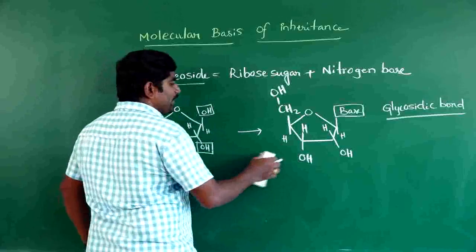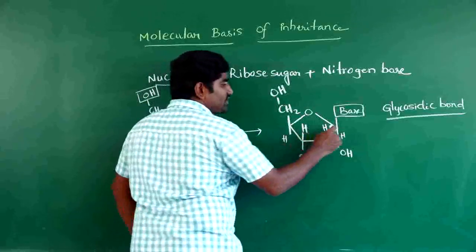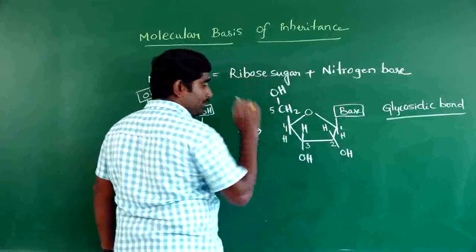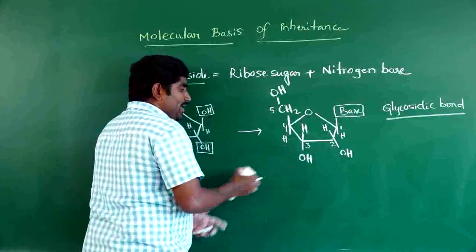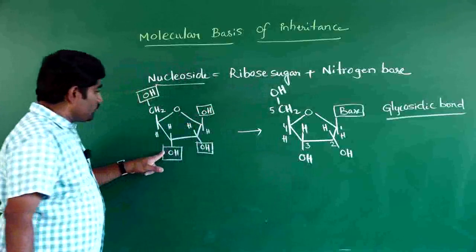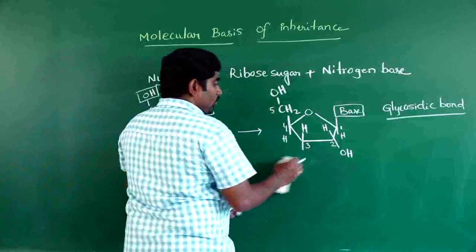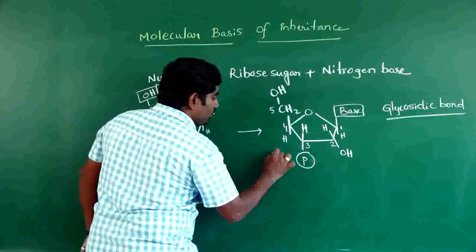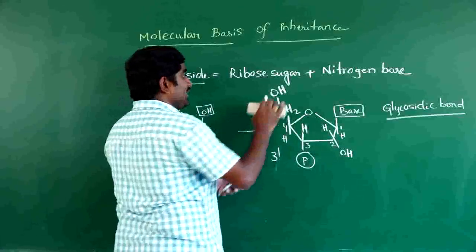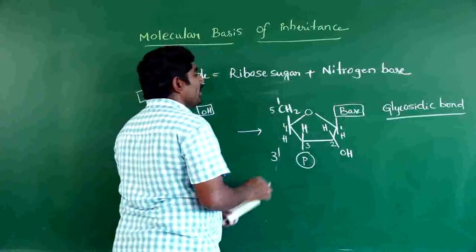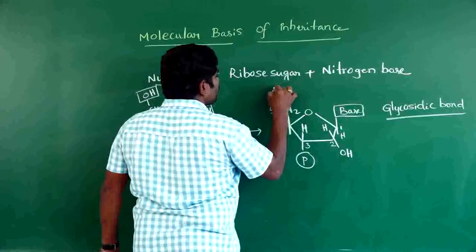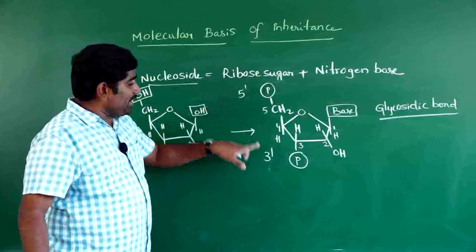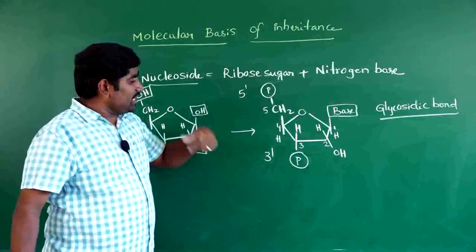And the phosphate group next. Now this is the first carbon, this is the second carbon, this is the third carbon, this is the fourth carbon, this is the fifth carbon. Now the phosphate group replaces the OH group present at the third carbon. The third carbon OH group is replaced by one phosphate group, so this is called the 3' end, and another phosphate molecule replaces the OH group present at the fifth carbon, so this is called the 5' end. So this is the 5' end and this is the 3' end. So what is the 3' end?